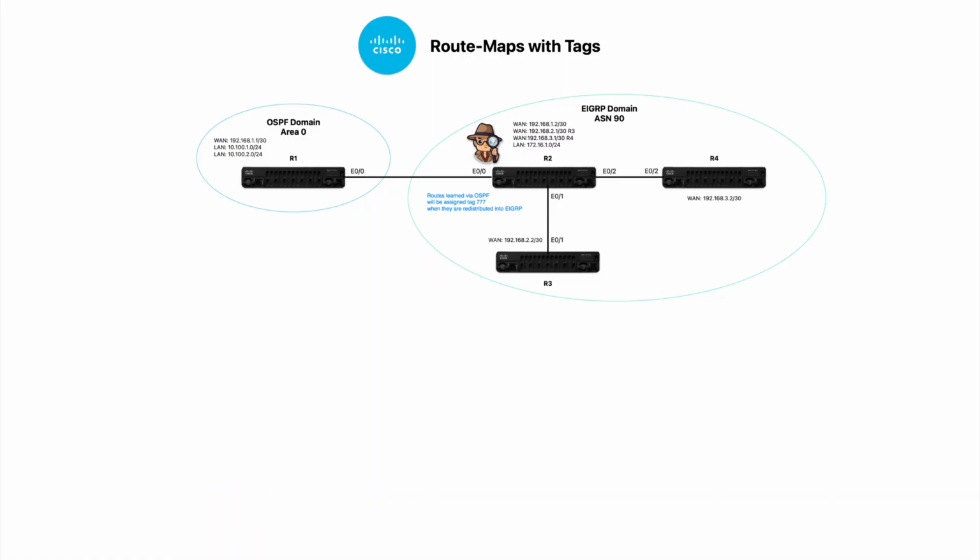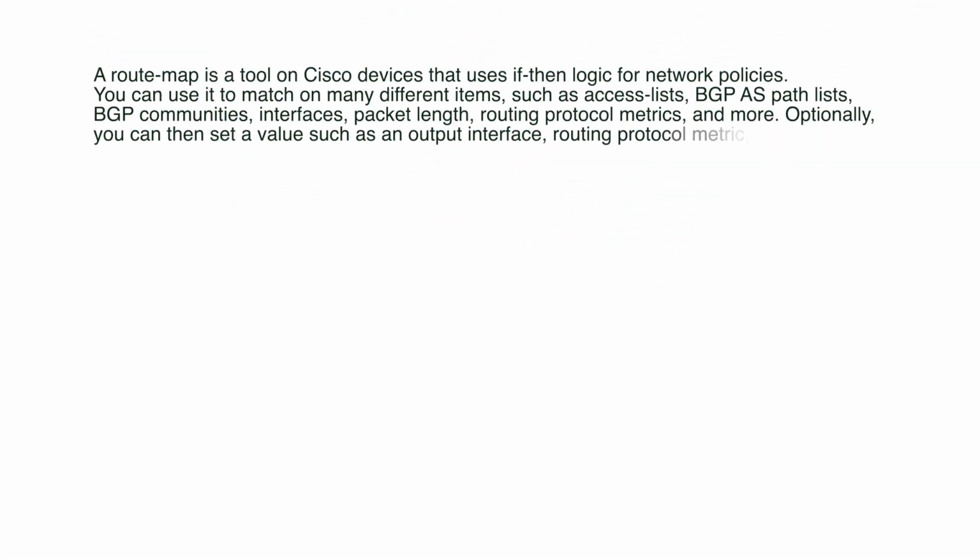So today we're going to be talking about route maps with tags and what advantages it provides to your network. Before we get into the lab, let's get into the details. A route map is a tool on Cisco devices that uses if-then logic for network policies. You can use it to match on different items such as access lists, BGP AS path lists, BGP communities, interfaces, packet length, routing protocol metrics, and more. Optionally, you can then set a value such as an output interface, routing protocol metric, BGP attribute, tag, and more.